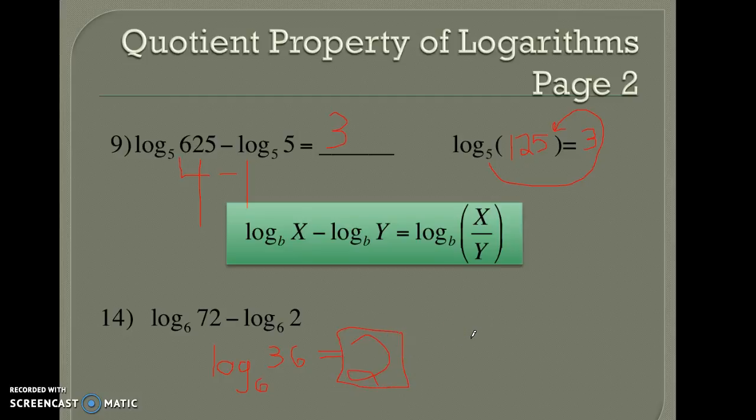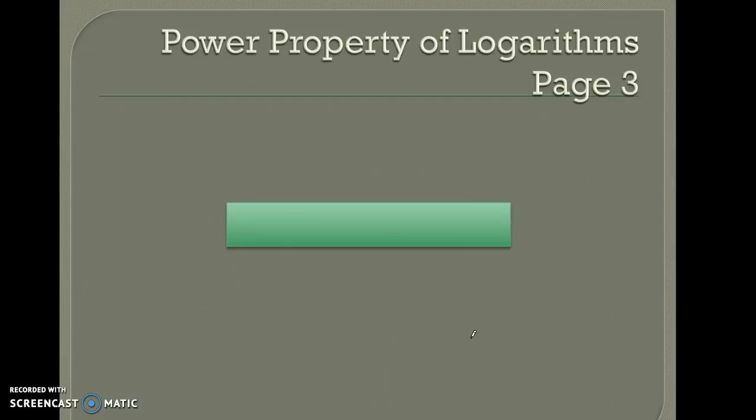Let's look at the third rule now for logarithms. The power property. Turn to page 3 and look at problem 17. We want to evaluate log base 2 of 4 to the 3rd power and look for a pattern. So 4 to the 3rd power is 64. And log base 2 of 64 is equal to 6. So we want to look for a pattern. What times log base 2 of 4 is also equal to 6?